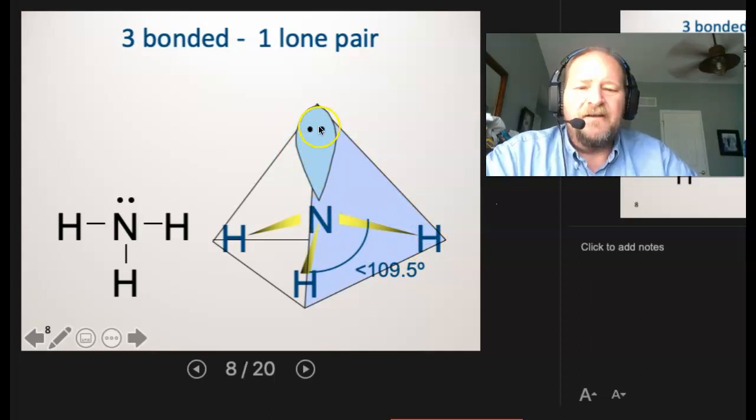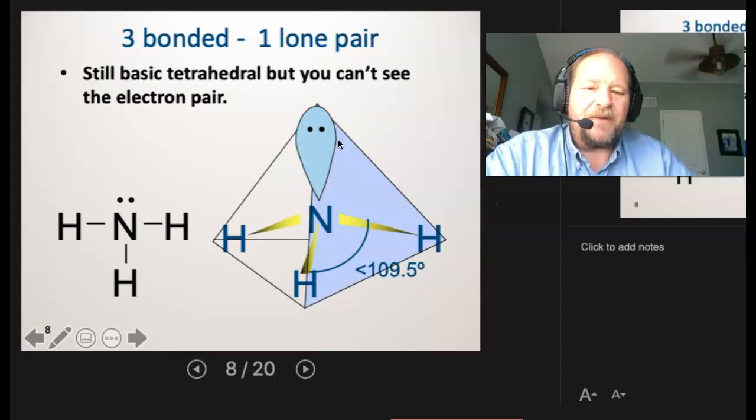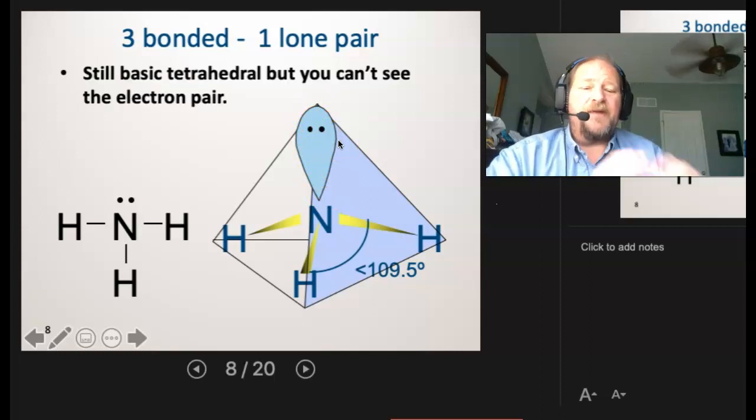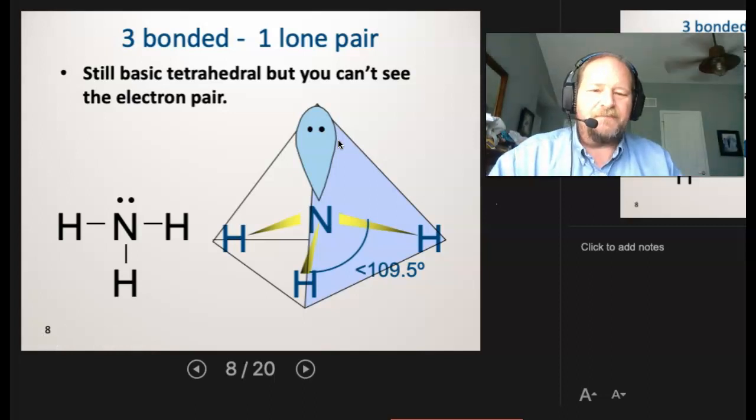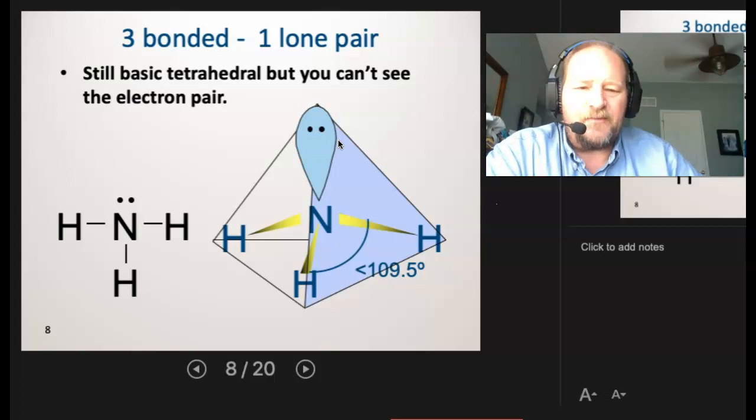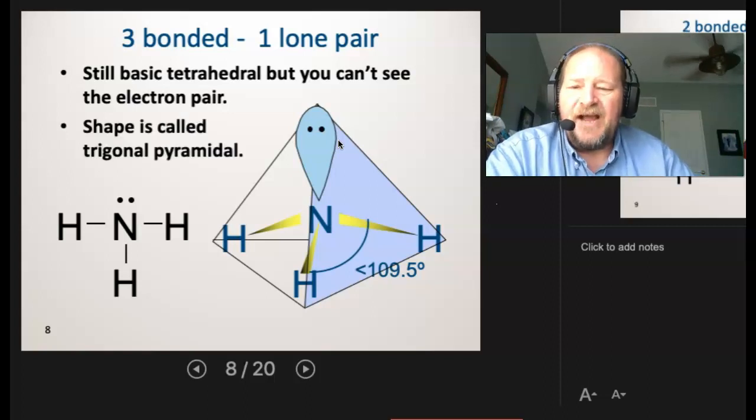That's fine. But the general idea is since we have a lone pair there, you still have the basic shape of the tetrahedral, but I can't see lone pairs. Lone pairs will actually spread out as well, pushing those other three hydrogens a little tighter. Again, I'm not worried about the numbers for the angles though. I am worried about shape names and understanding how this is going to affect electronegativity. Now, this shape is called trigonal pyramidal.